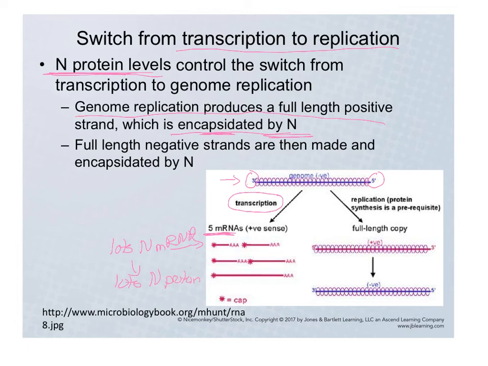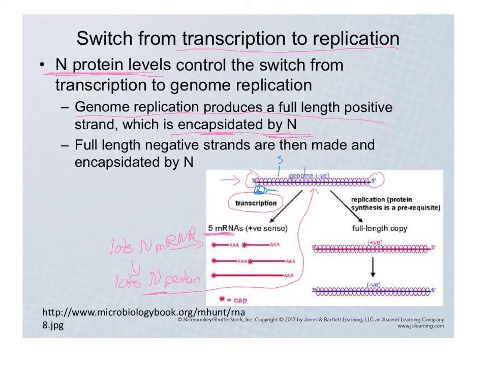And as transcription proceeds, the levels of the N protein increase. And as the levels of the N protein increase, those N proteins are able to go and bind and completely cover the genome. And when they can completely cover the genome, then as the polymerase sits down on the genome, it begins to copy, and now we're replicating.